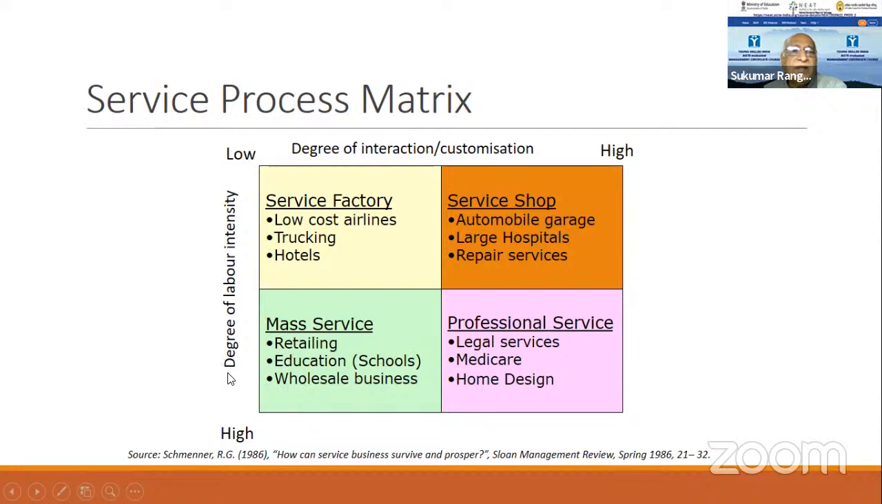There are many areas where you can include this high interaction and low intensity. Mass service, where it is labor intensive, like in schools, wholesale retail businesses, and where there is a high degree of professional service, where you need the expertise of people, and you go there only specifically for that. Doctors, medical care, legal services, many other things, interior decoration, you can call anything where you have personalized professional service. So you can classify things that you do according to this.